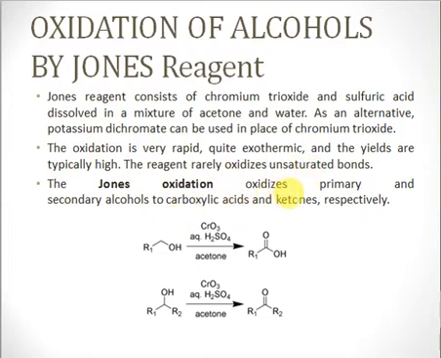Jones reagent oxidation is very rapid, the reaction is very exothermic, and yields are very high. The advantage is that it does not affect double bonds or triple bonds, so it does not oxidize unsaturated bonds. Jones reagent oxidizes primary alcohols to carboxylic acids and secondary alcohols to ketones. Again, this reaction is not suitable for converting primary alcohols to aldehydes. Suppose we have a secondary alcohol, you can easily get the ketone, but if you have a primary alcohol, the problem remains the same. We will get carboxylic acid.